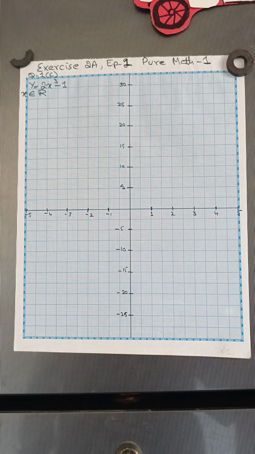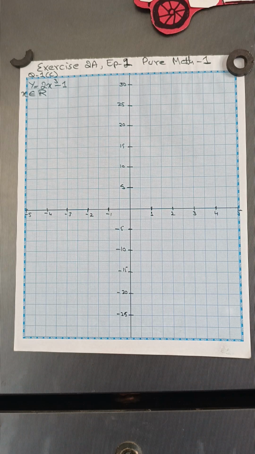A function is given, y equals 2x cubed minus 1. They want me to decide whether this is a function or not, and then, if it's a function, whether it's a one-one function or a many-one function. So these are the tasks for this question. The equation is y equals 2x cubed minus 1, x belongs to R.